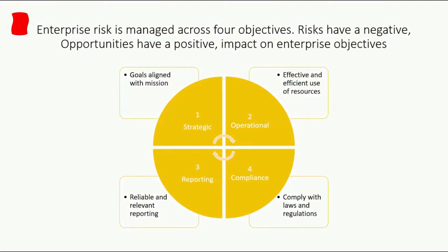Enterprise risk is managed across 4 objectives. Risks are negative and opportunities are positive in terms of impact on enterprise objectives. These 4 objectives are: the first one is strategic, to align with the goals and mission. Second is operational, for the enterprise to be effective and efficient in the use of resources. Third is reporting, to enact reliable and relevant reporting. And fourth is compliance, to comply with laws and regulations.